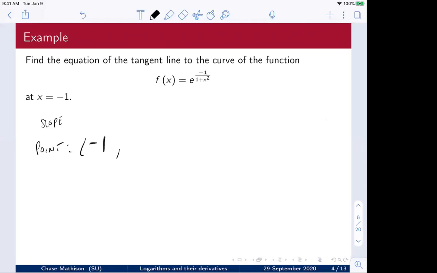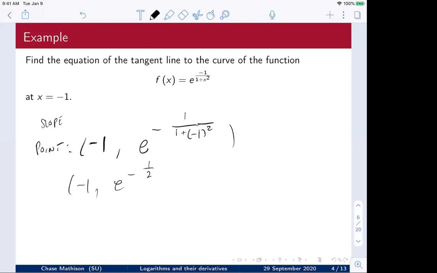Yeah, exactly. It's kind of the only thing you can do: plug in negative 1 into that function, right? So when I plug in negative 1 in here, I'm going to be careful. I'm going to get e to the negative 1 over 1 plus negative 1 squared, right? So this is the same thing as negative 1, comma, e to the negative 1 half.